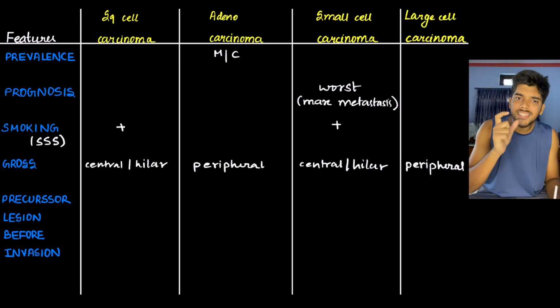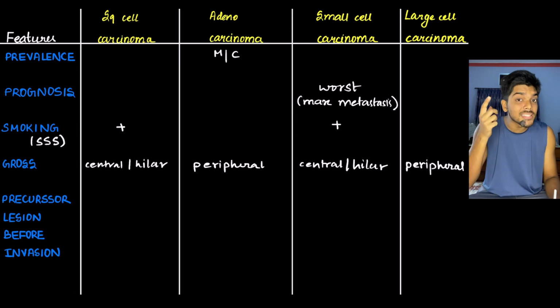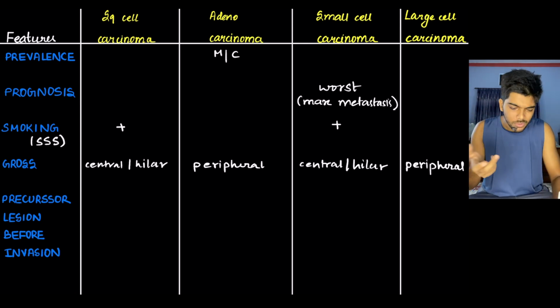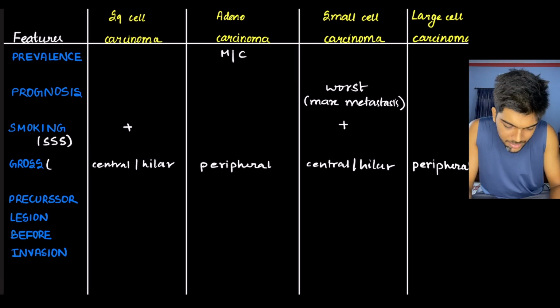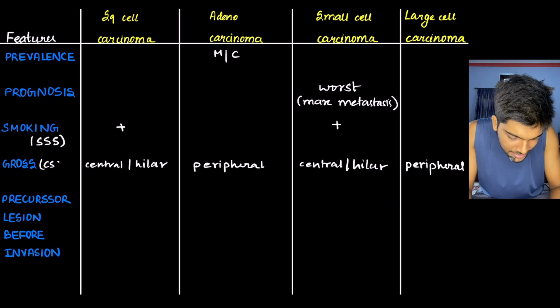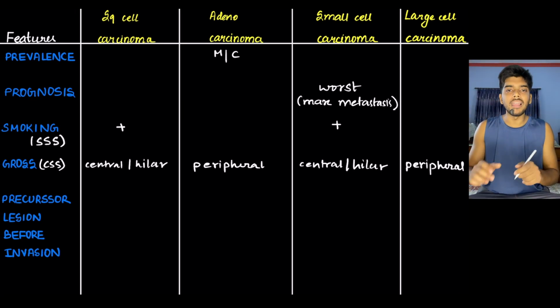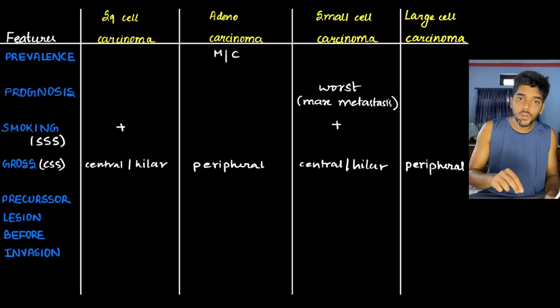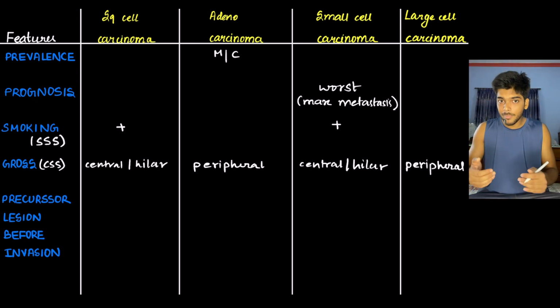So the letter C kind of sounds like S. So central, squamous, small, or just simply remember CSS. So the central or hilar type is found in squamous cell carcinoma and small cell carcinoma. Remaining is adenocarcinoma and large cell carcinoma, where peripheral type is found.